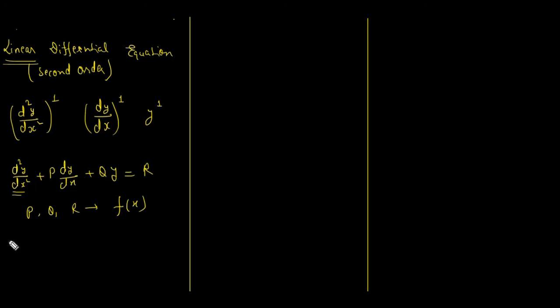So we use some notation: D for dy by dx, D square for d2 by dx square. Similarly, if it is written 1 by D, it represents integration one time. If 1 by D square, it represents integration two times.